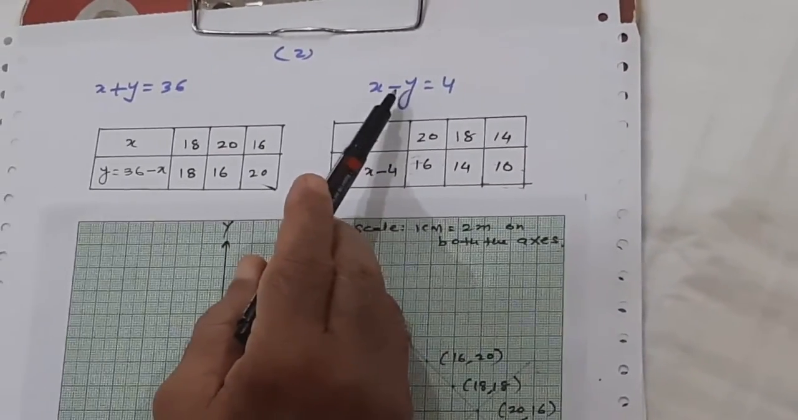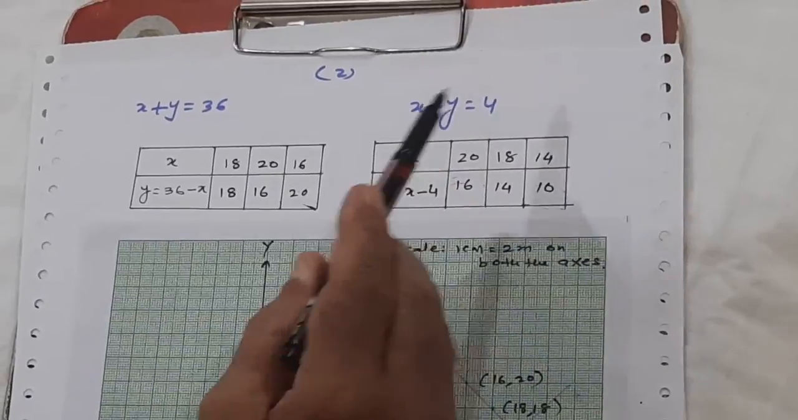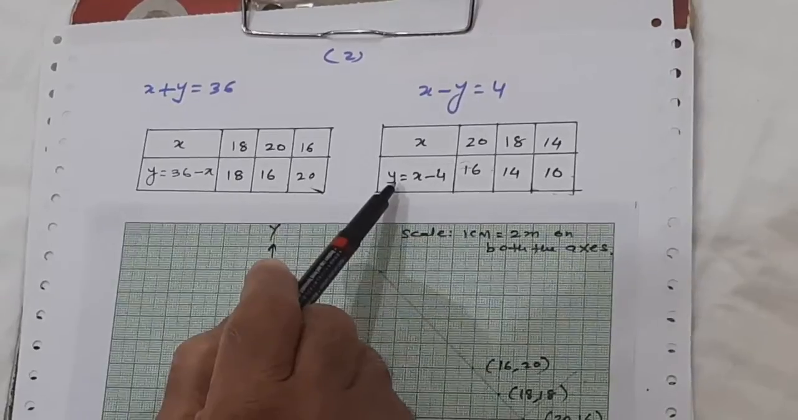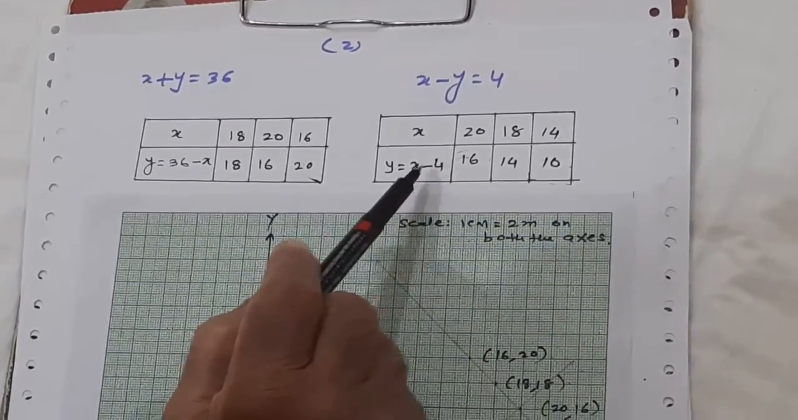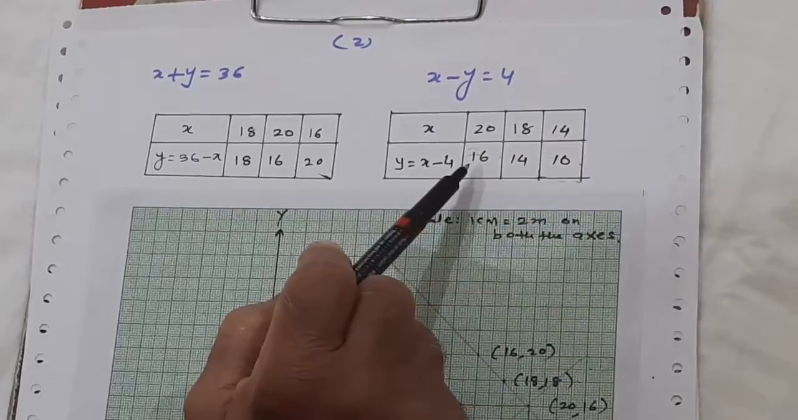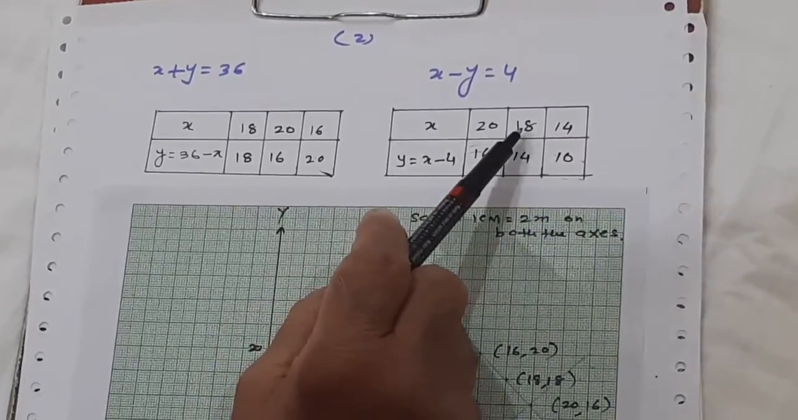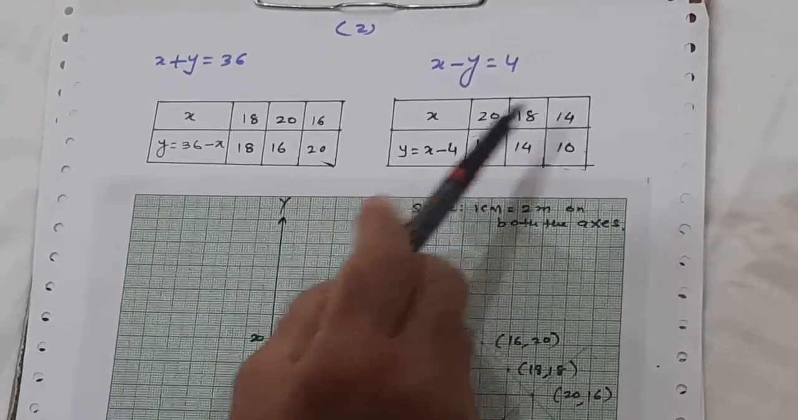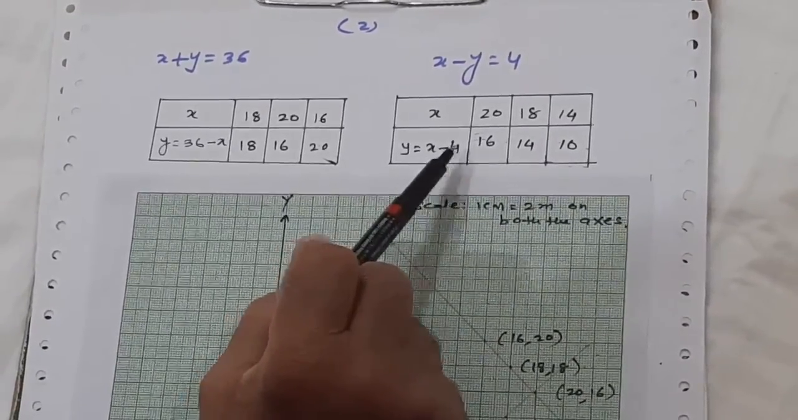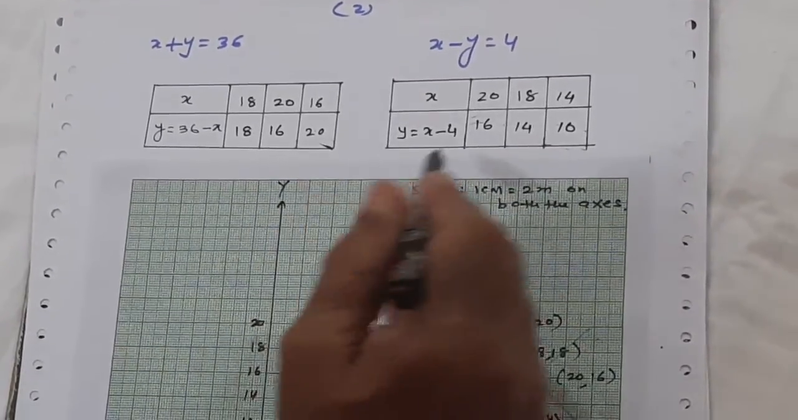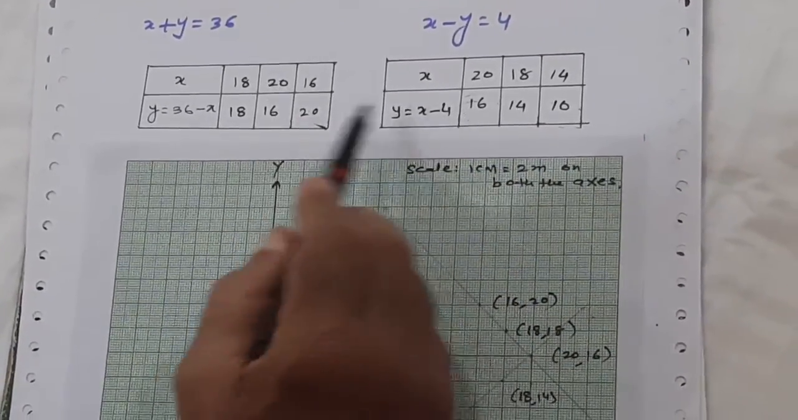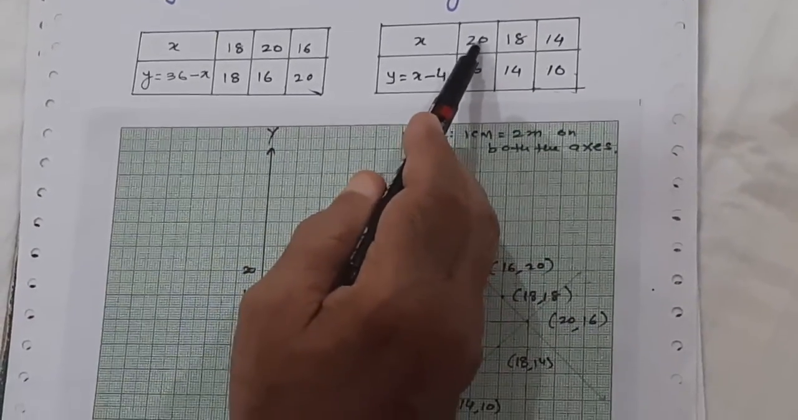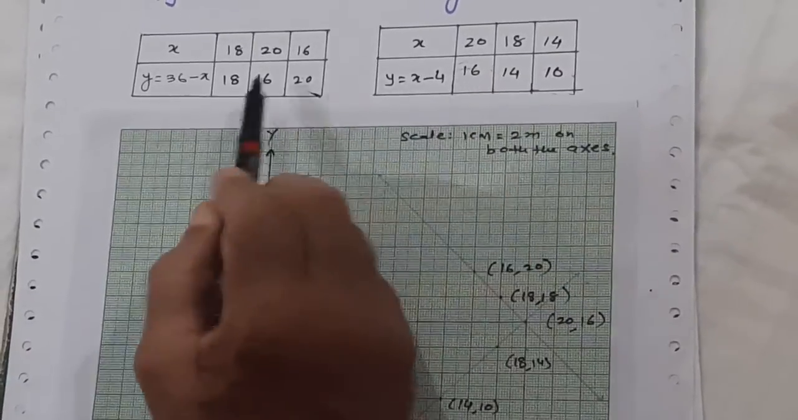Now second equation, x minus y is equal to 4. We have to form the table now. x here and then y is equal to x minus 4. So if x is 20, y is 16. If x is 18, substitute 18 here, 18 minus 4, 14. If x is 14, the y value will be 14 minus 4, 10. Now you see that here 20, 16 is the common point. So this is the answer. Hence length will be 20 and breadth will be 16. This will be the answer.